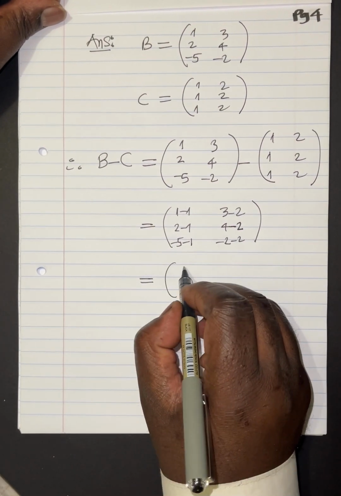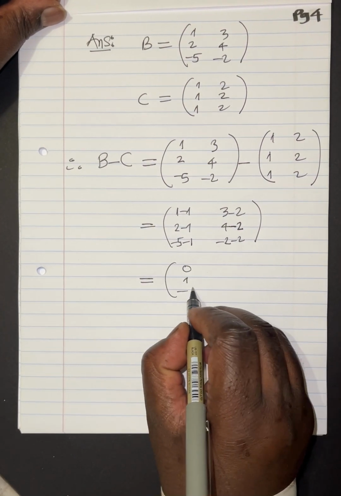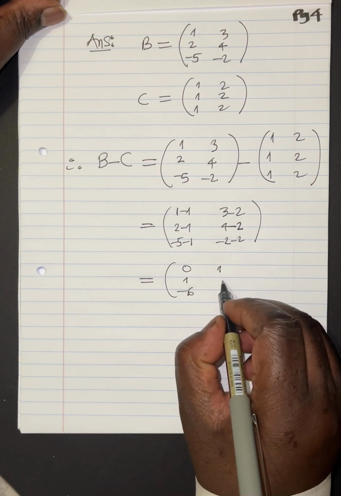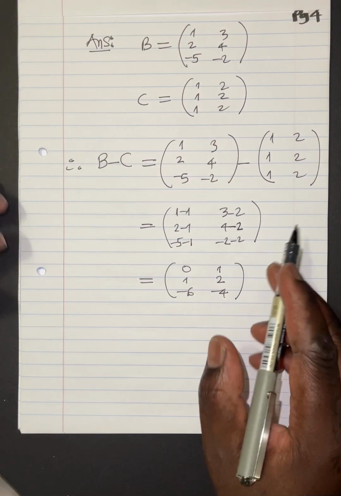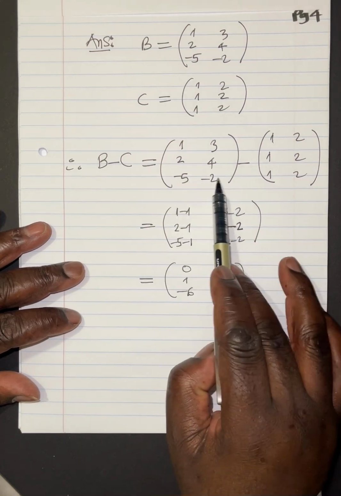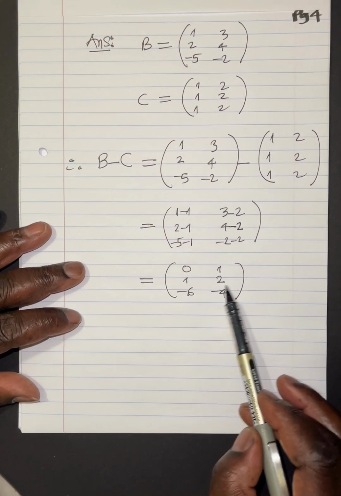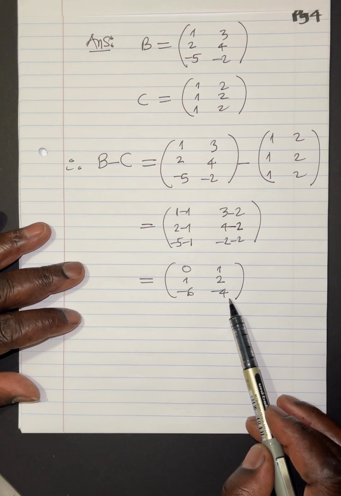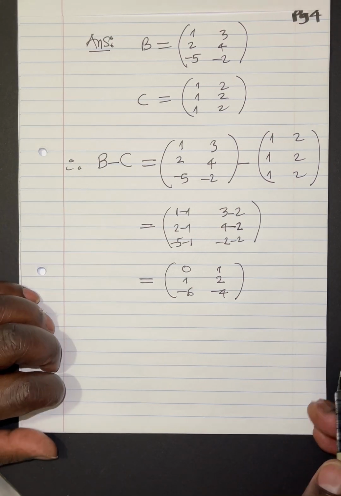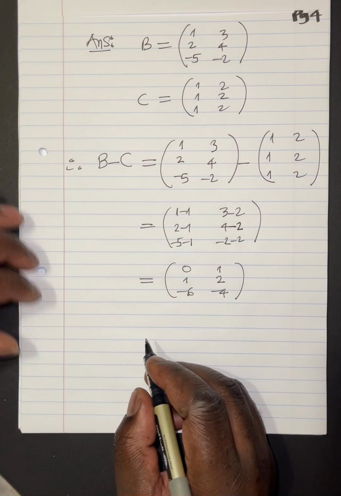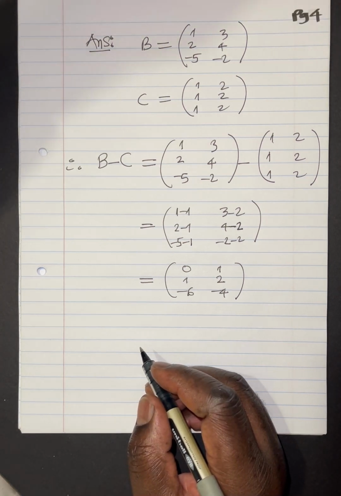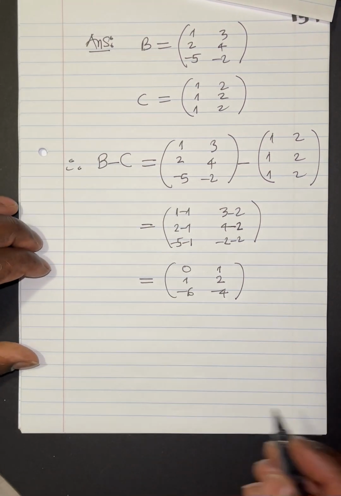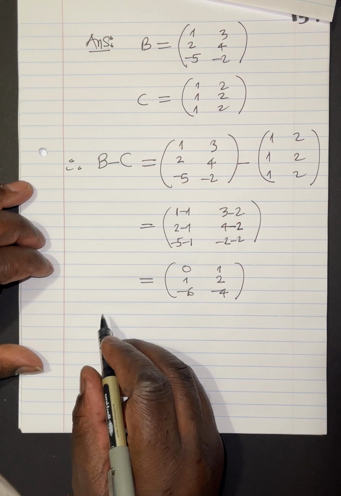This is going to be 0, 1, minus 6. And then we have 1, 2, minus 4. Again, subtracting 3 by 2 matrices will produce a 3 by 2 matrix. Don't forget that. All right, maybe one more example on subtraction of matrices, and then we'll move on to multiplication of matrices. One more example.